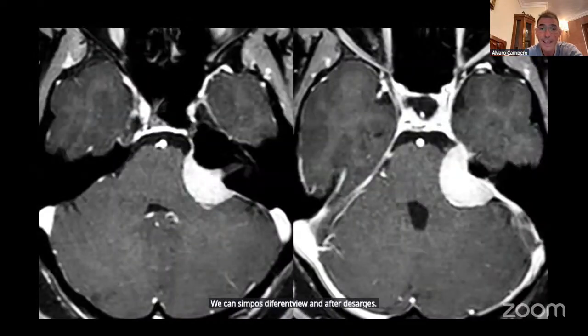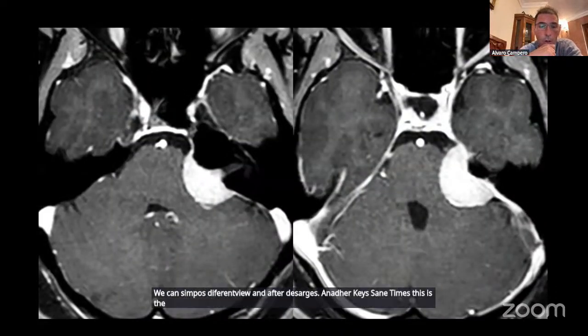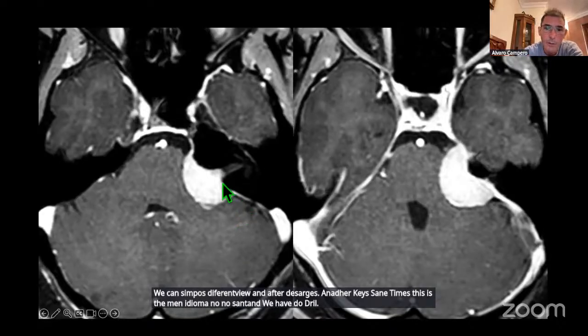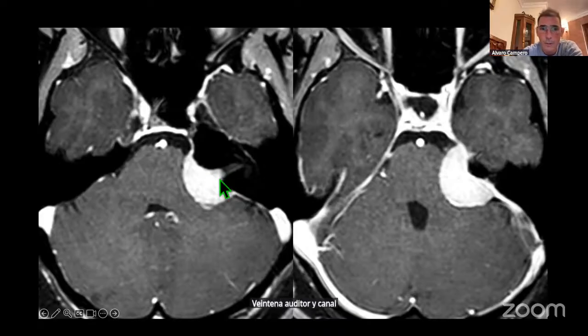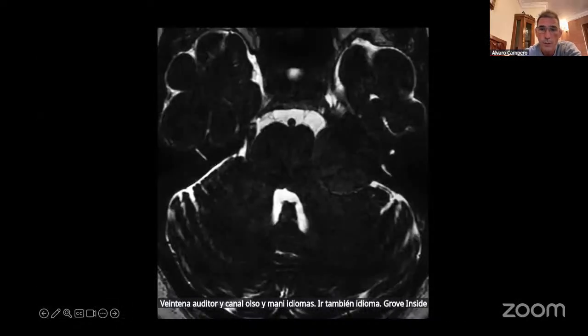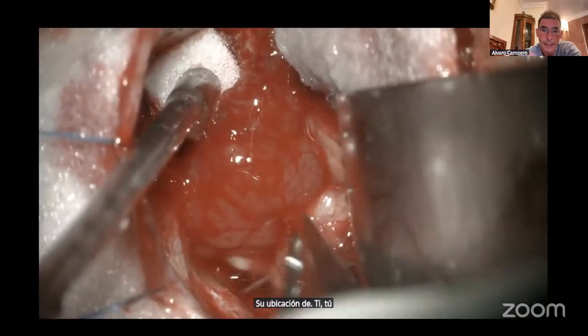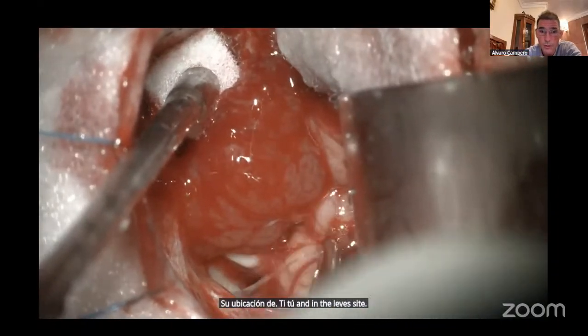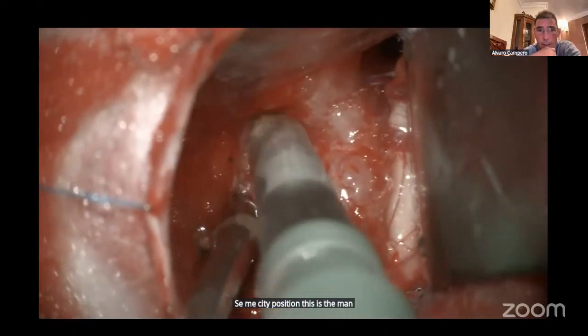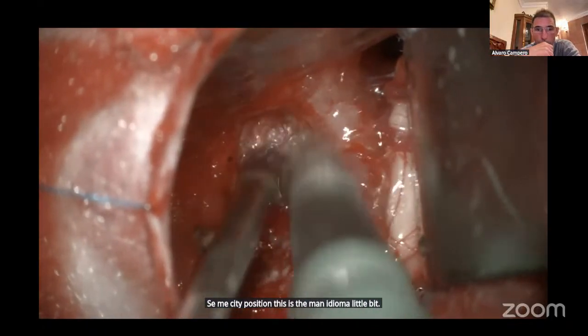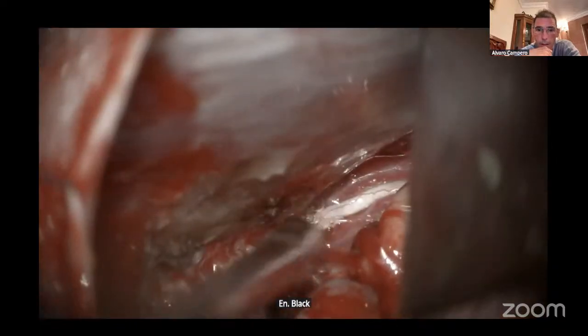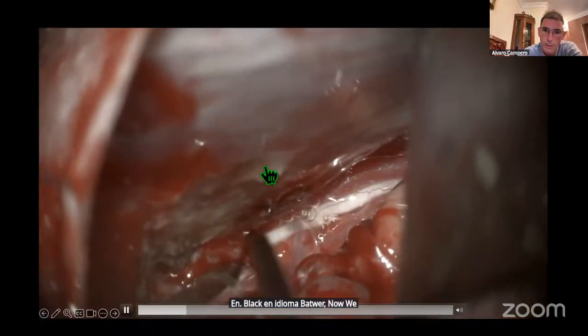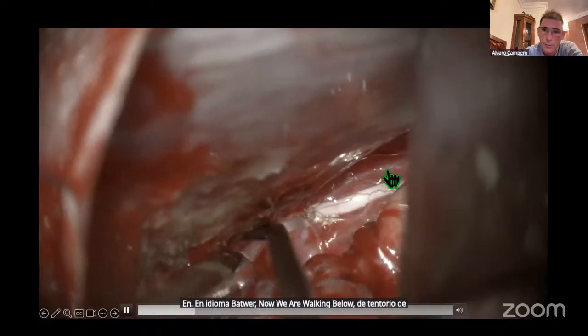Another case. Sometimes this is a meningioma, not a schwannoma, but sometimes we have to drill the internal auditory canal also in meningiomas, especially if the meningioma grows inside the meatus. So we can see also the T2, and on the left side, semi-sitting position, this is the meningioma, a little bit bloody, but we are working below the tentorium.